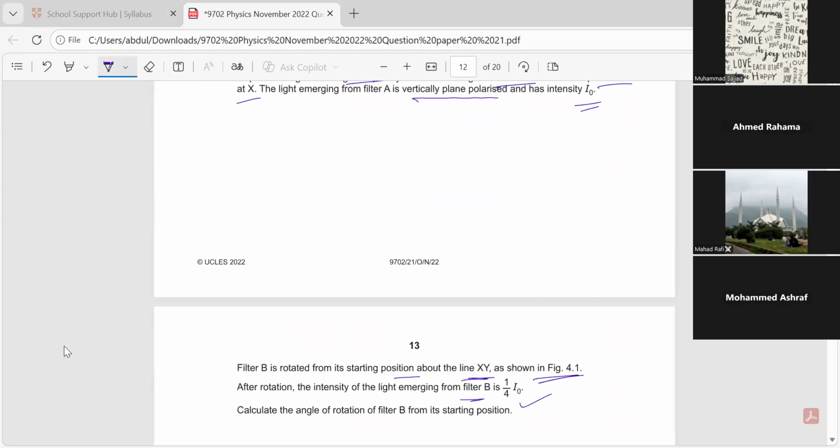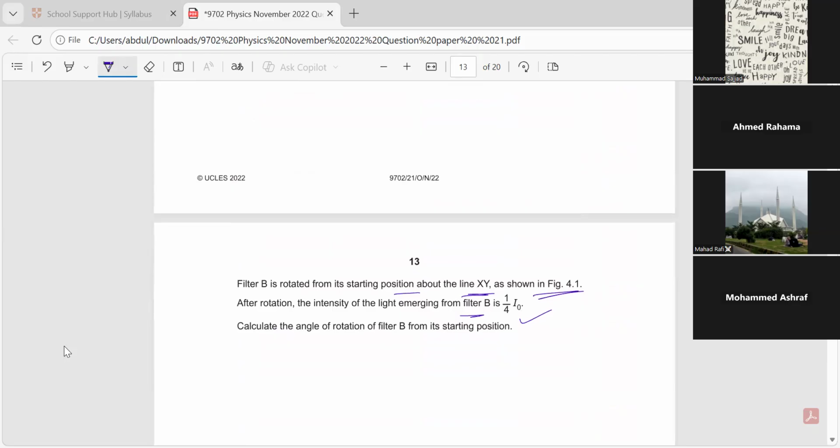Now calculate the angle of rotation of the filter, theta, from its starting position. Mostly we get these angles by Malus's law. I'm going to use Malus's law, but that is not going to give us exactly the same angle. We are not getting the exact angle here. I will tell you what to do.